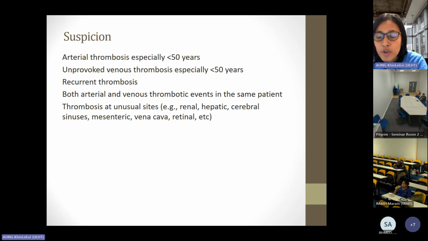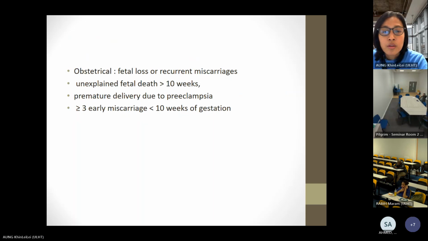A patient presented with an unusual presentation, what blood tests are you going to request, or something like that. And this patient has a previous history of pregnancy loss. So you need to suspect antiphospholipid antibody syndrome. In terms of obstetrical manifestations, it is fetal loss or recurrent miscarriage, unexplained fetal death beyond 10 weeks, premature delivery due to preeclampsia, or if it is early miscarriage, it should be more than 3.